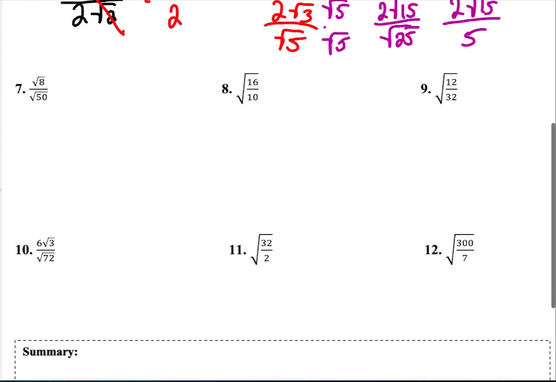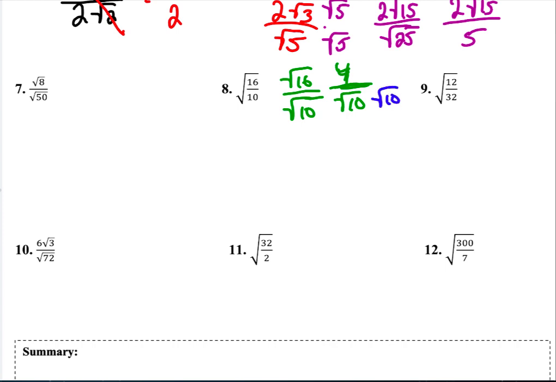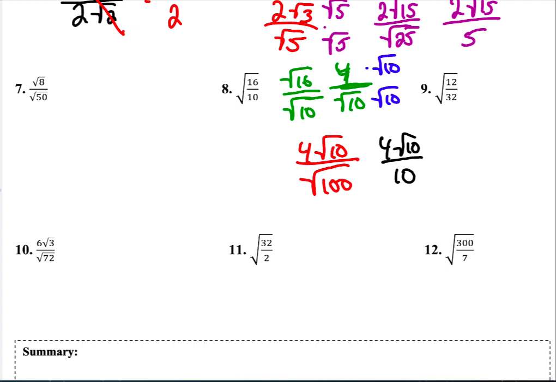All right, let's do 2 more together here real quick. So let's do number 8. So I get the square root of 16 over the square root of 10. So that's 4 over square root of 10. I multiply everything times that denominator to rationalize it. And I get 4 square roots of 10 over the square root of 100, which simplifies to be 4 square roots of 10 over 10. And then those can simplify to be 2 over 5 and my square root of 10. So I simplify those coefficients out front just like I would a regular fraction.